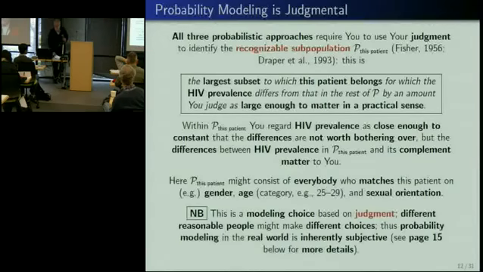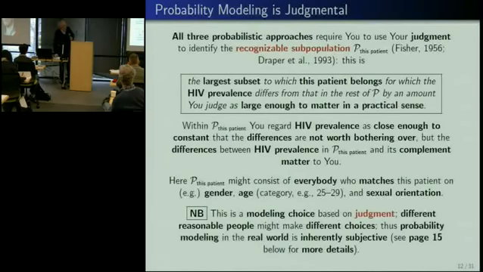And that's a mouthful, but the basic idea is that once you've identified this recognizable subpopulation, it's a sort of analysis of variance concept for those of you who have seen that before. Within this recognizable subpopulation, it's as though each person has a different prevalence of being HIV positive, but you regard all those prevalences as close enough to constant, the differences are too small to matter, but the differences between HIV prevalence in that subset and everybody else are big enough to matter. That's the idea of a recognizable subpopulation.